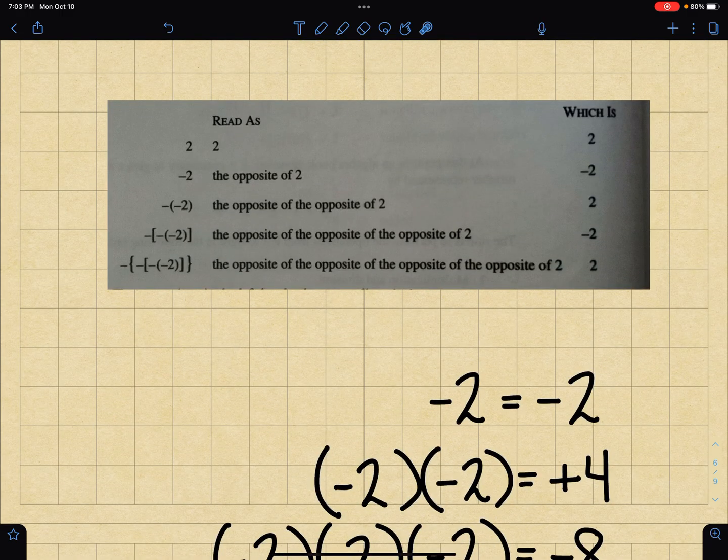so remember, you have to remember this, that the concept of a negative number is actually the opposite of. So for example, 2 is read as the number 2. What about negative 2? This is read as the opposite of 2, which is this. Now we have 2 negative signs. The opposite of 2 is this. Now when we have 3 negative signs, it's the opposite of the opposite of the opposite of 2, which is this. If we have 4 negative signs, the opposite of the opposite of the opposite of the opposite of 2, which is this.